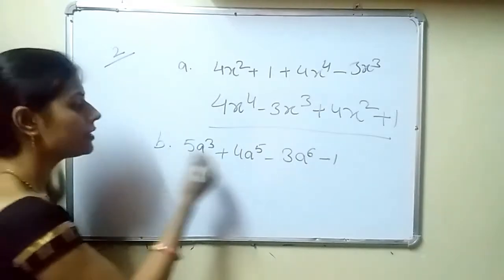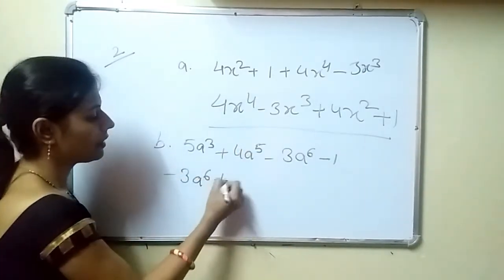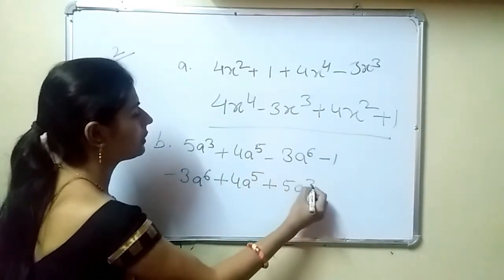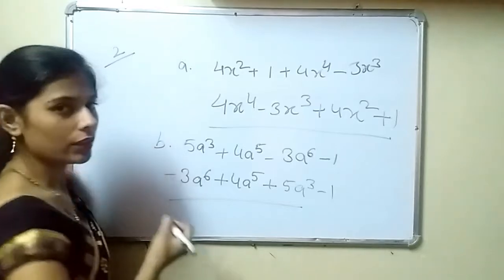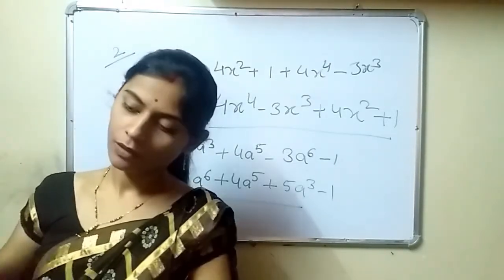Now see which is the highest power given here. Minus 3a to the power 6 plus 4a to the power 5 plus 5a to the power 3 minus 1. This is your answer. So the rest of the 2 questions you have to solve.